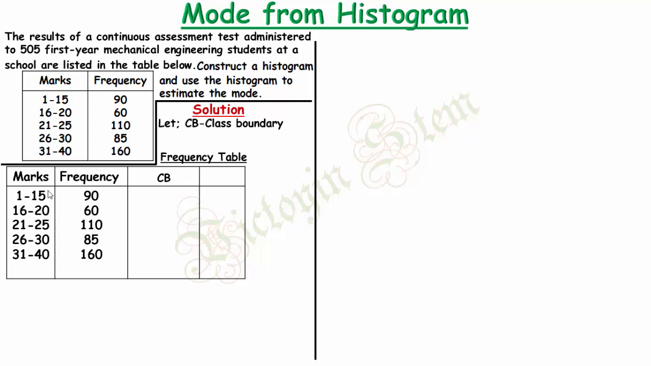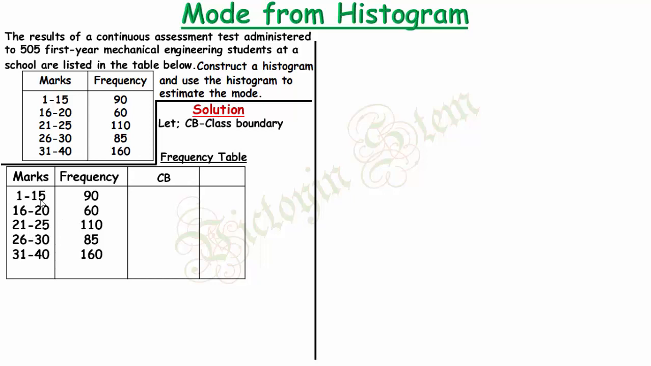If you look at the upper class limit of the first class, it is 15, right? The lower class limit of the next is 16. So the lower class limit is one more than the upper class limit. Look at the next: the lower class limit of the third class is one more than the upper class limit of the second class. The lower class limit of the fourth class, 26, is one more than the upper class limit of the third class. And the lower class limit of the fifth class, 31, is one more than the upper class limit of the fourth class. So you can see the trend: the lower class limits are one more than the upper class limits of the previous classes.